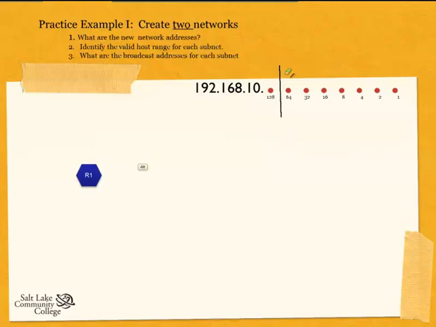So it really is critical. Draw your lines. Once you find how many bits you need to borrow, draw your lines so you know the exact increments of your networks. And also it helps you because then you can add up your mask too.